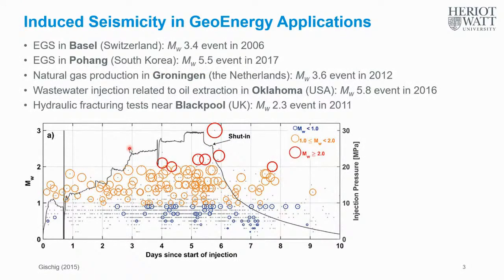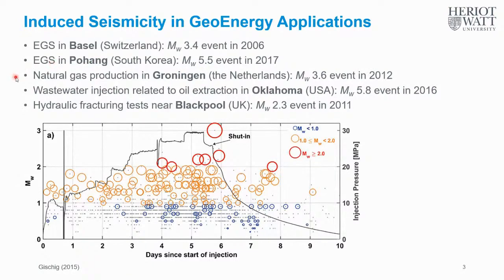Let's look at some examples of induced seismicity in geoenergy applications. This graph shows the injection pressure with the black line here, and the associated seismic events with the colored circles at a geothermal site in Basel, Switzerland. Seismic activity in this reservoir increased with rising pressure and flow rate. In 2006, a magnitude 3.4 event was induced, and that eventually led to the abandonment of this geothermal site in 2009. More recently, in Pohang, a magnitude 5.5 earthquake was concluded to be related to a geothermal system.